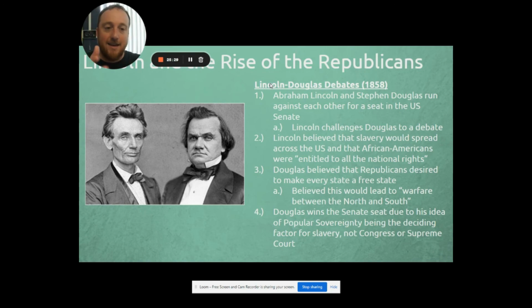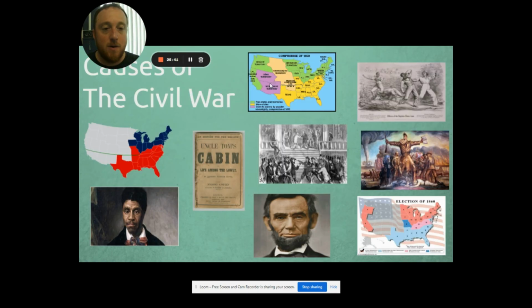But this is not the last time that we will see Lincoln as we go through. But this debate is really important because this is the first time we see the Republican Party really start to gain a lot of power and start to show their platform of what they believe in. And so that's why we focus on that as we go through. So that is part two.